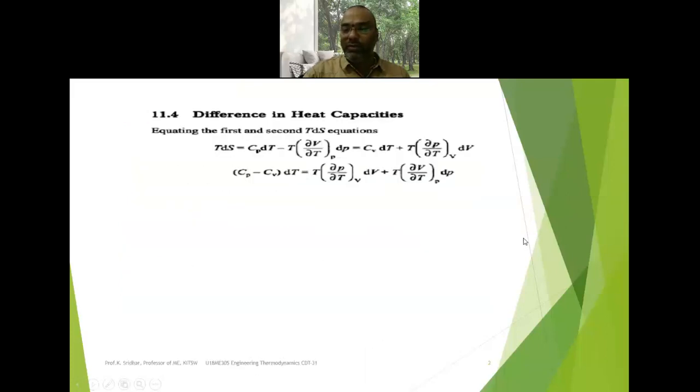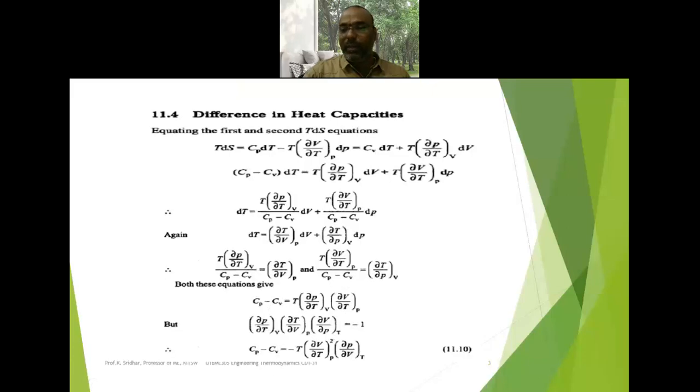In the previous class, we derived the Maxwell relationships and the TdS relationships. Now, based on those TdS relationships and Maxwell relationships, we are able to derive the difference in heat capacities and the ratio of heat capacities. So let us go through here. This is our first TdS equation and this is our second TdS equation.